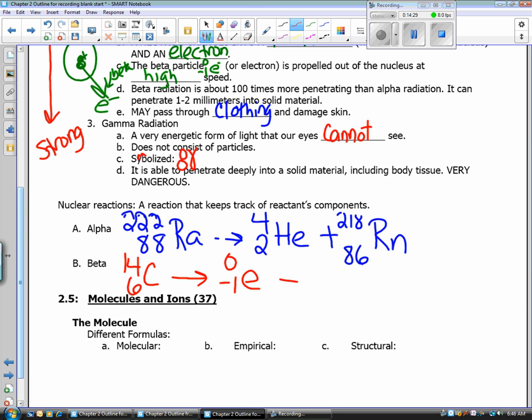And then, let's see, I'm adding 0 to my 14. So my top is still going to be 14. 14 plus 0 is 14. Now the bottom, I have a -1 here. I want it to equal 6, so this actually has to be 7. So it's going to be nitrogen.